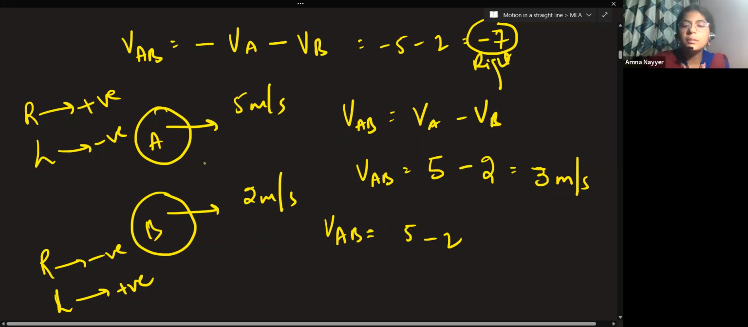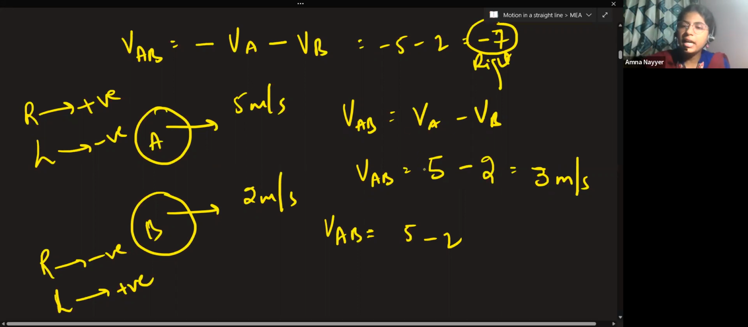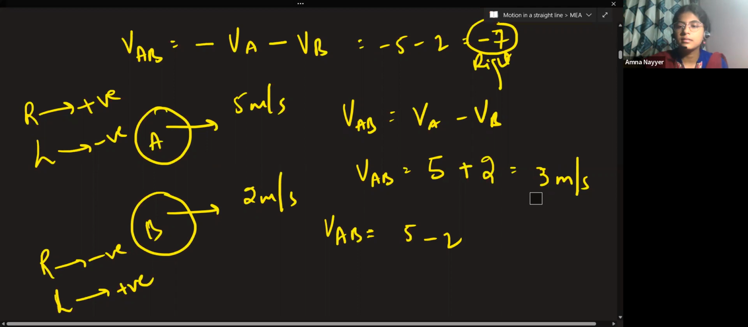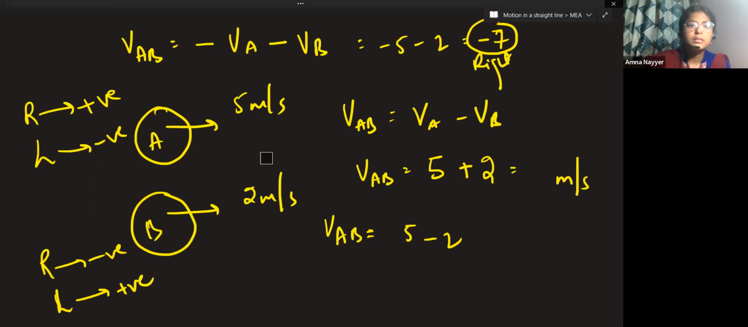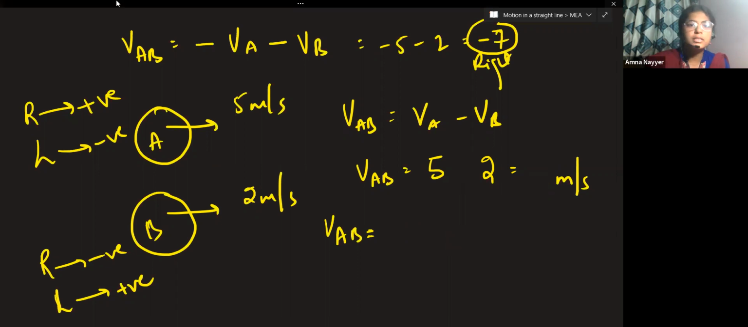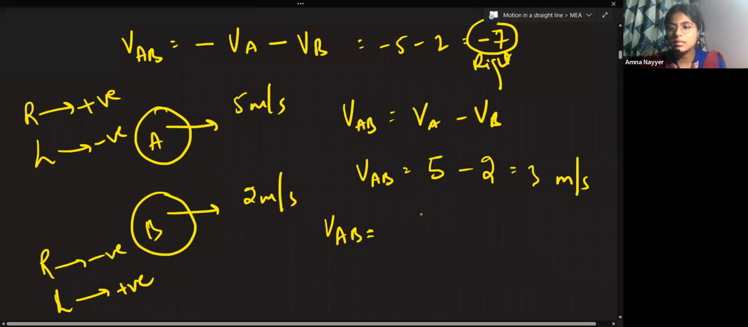See, both of them are in the same direction. So in the first case, what did I take? I took right as positive. So VA was positive and VB was also positive, and the answer is 3 only. This is what we have done. We were doing this one.